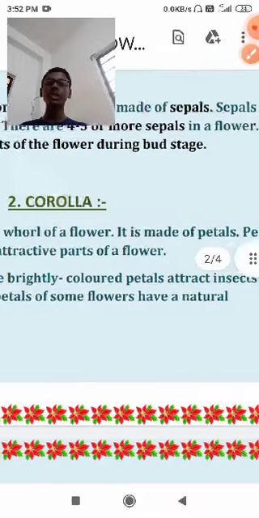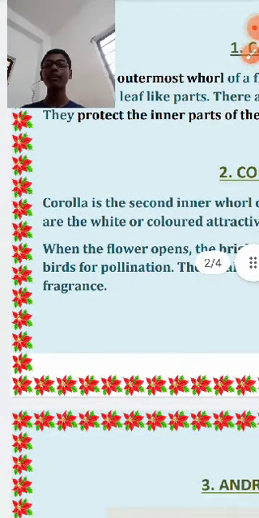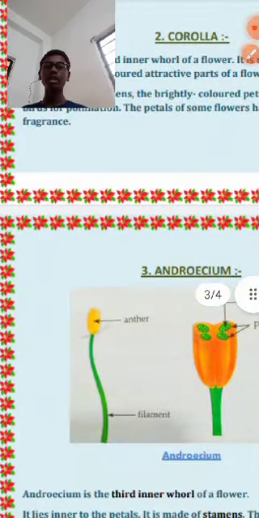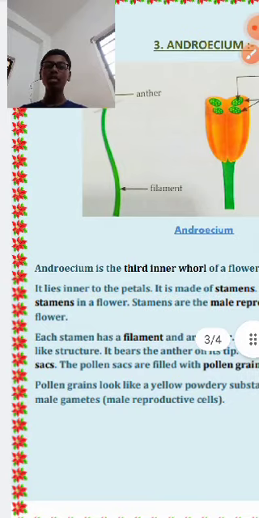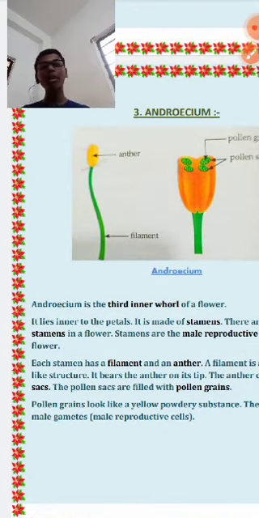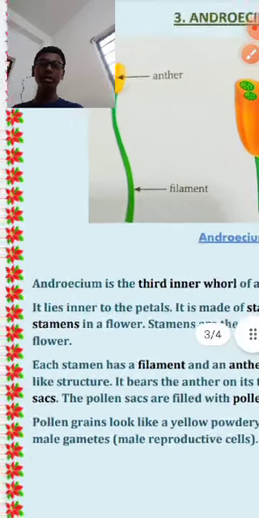Now the petals of some flowers have a natural fragrance. Natural fragrance means a sweet smell. Okay, now the third thing is the androecium. Now this is the third whorl. We have to know that the third whorl, androecium, is the male part of a flower, and the fourth part, gynoecium, is the female part of a flower. I repeat, the third whorl of a flower is androecium. We will take it as the male part, and the fourth whorl of a flower, gynoecium, we will take it as the female part. Okay, now let us read this paragraph.